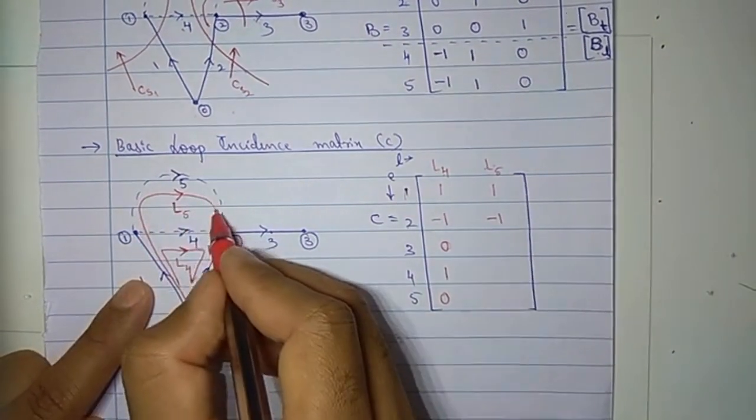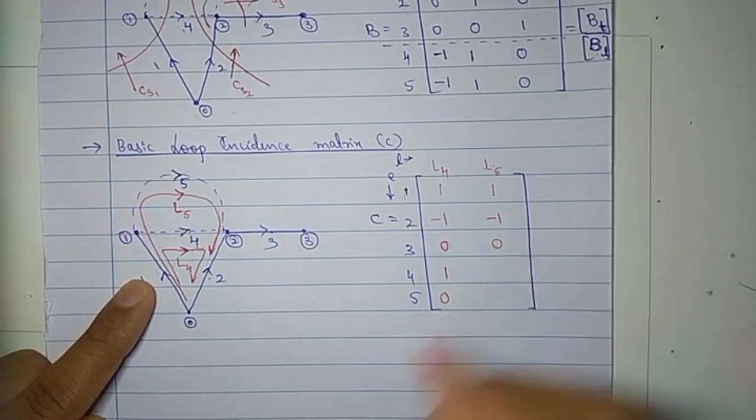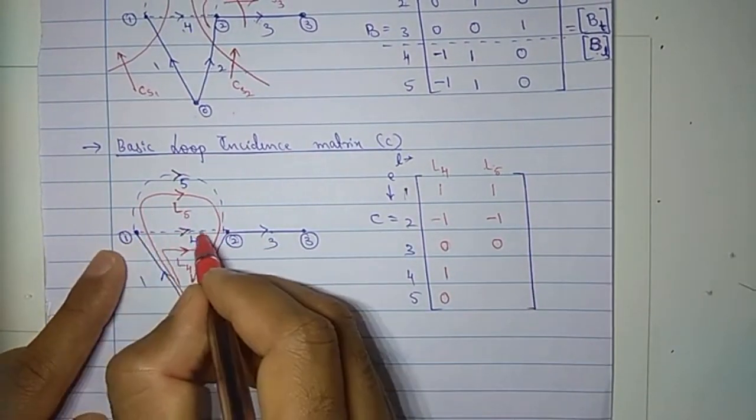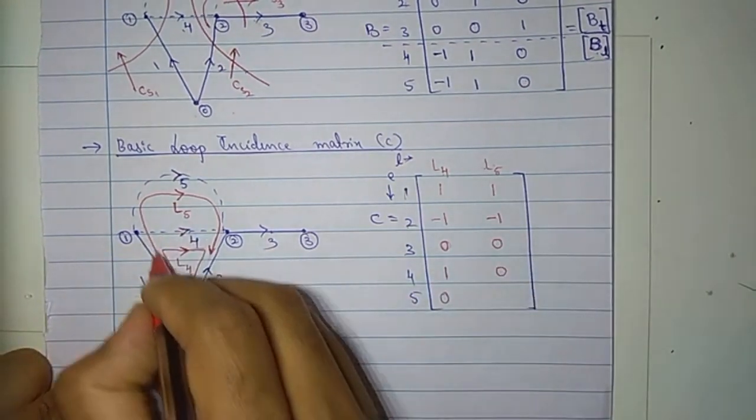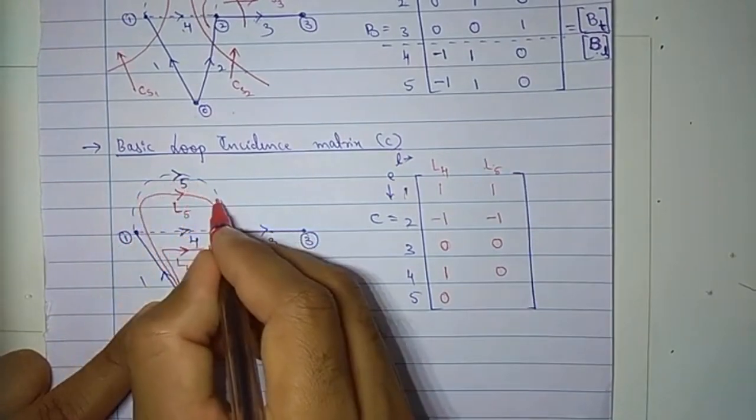Loop 5 with respect to element 3, it is not having any relation, so it is 0. Loop 5 is not having any relation with link 4, so it is also 0. But loop 5 is in the same direction as that of link 5.